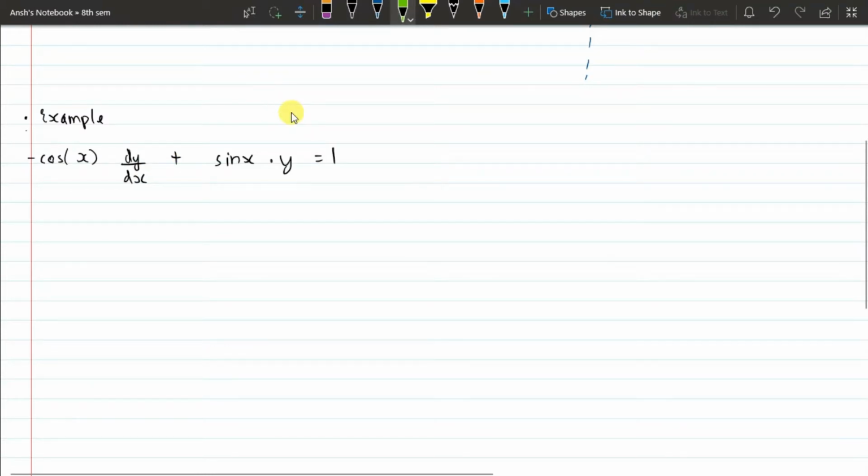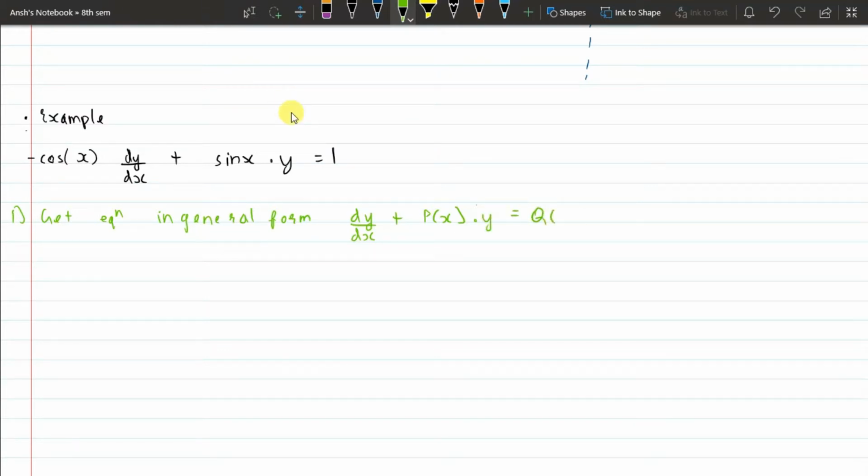So the first step that you have to take, I'll write down all the steps in green. The first step you have to do is get your equation in general form. And by general form, I mean the general form of a first order differential equation, which, as we wrote down earlier, was something like this: dy/dx plus p of x y equals q of x. You can see that the first order derivative has no coefficient, whereas in our example, the first order derivative has a coefficient with it. So let's divide our entire equation by cos of x to remove that coefficient.